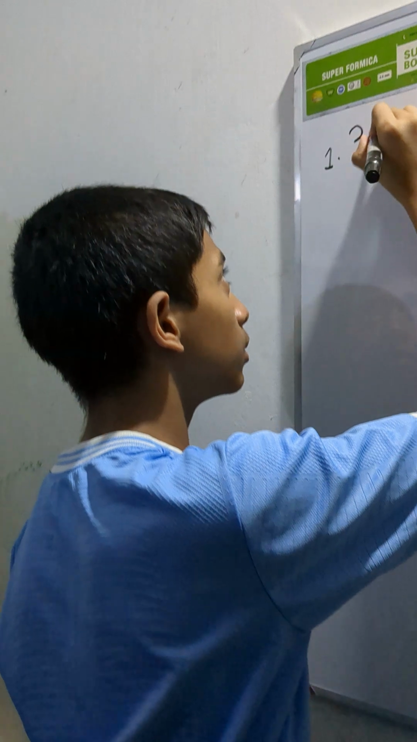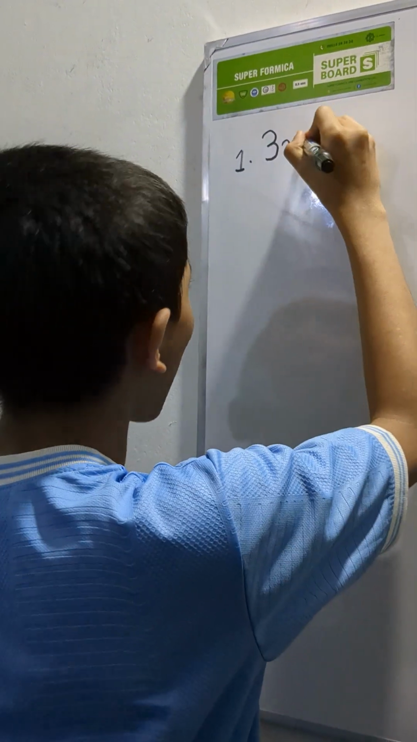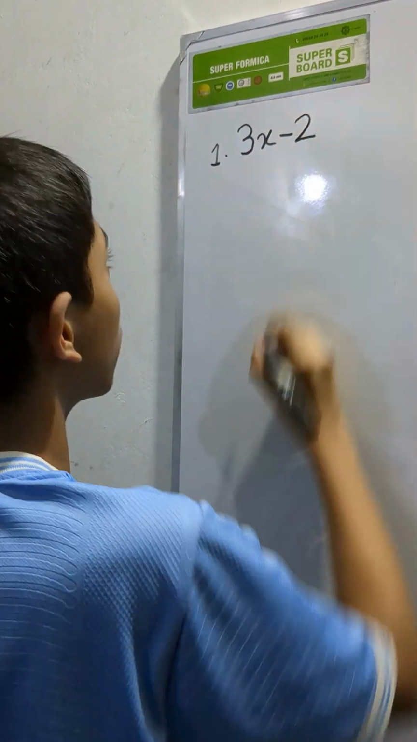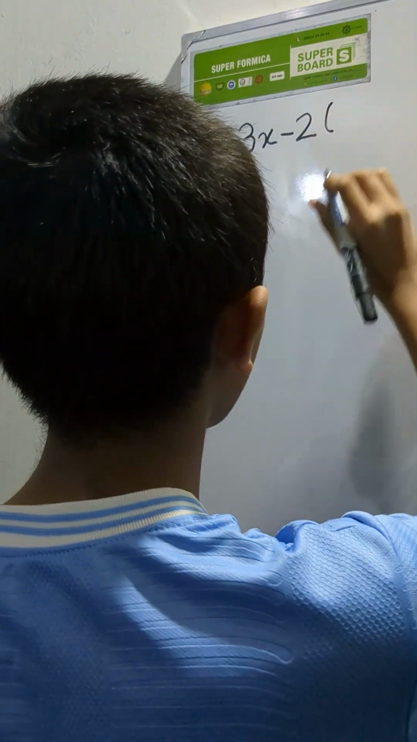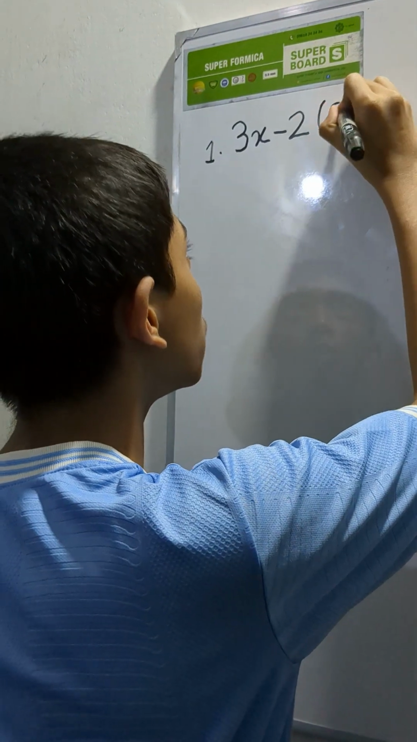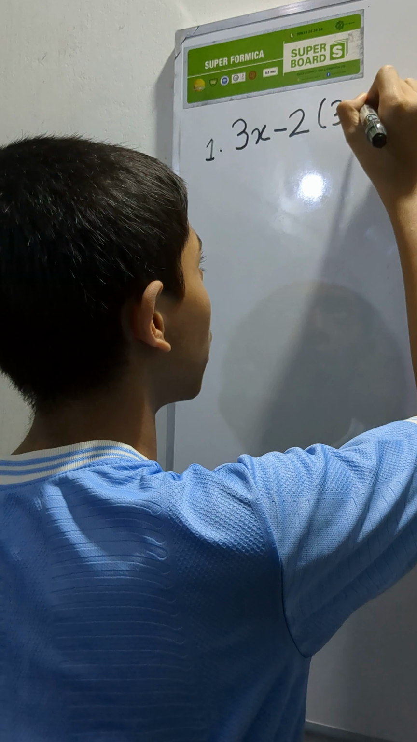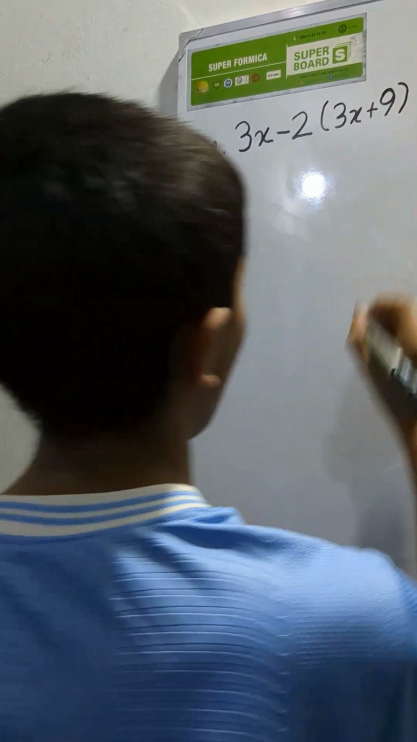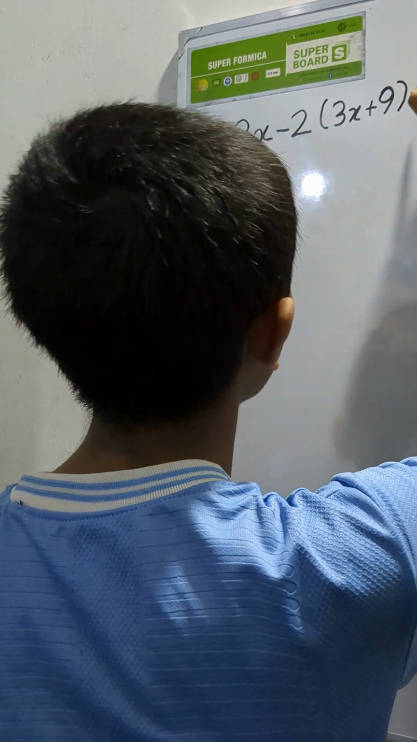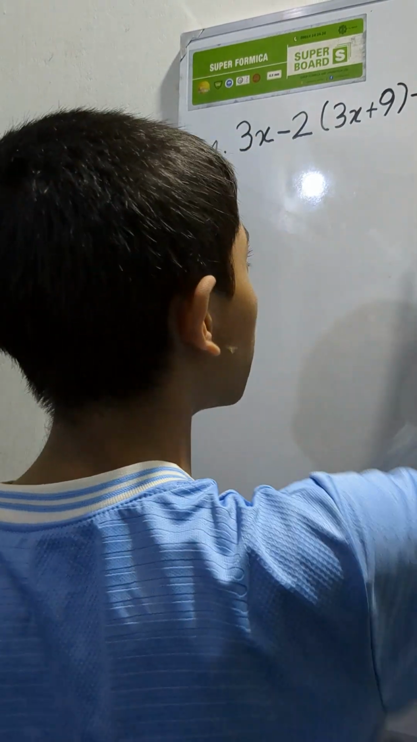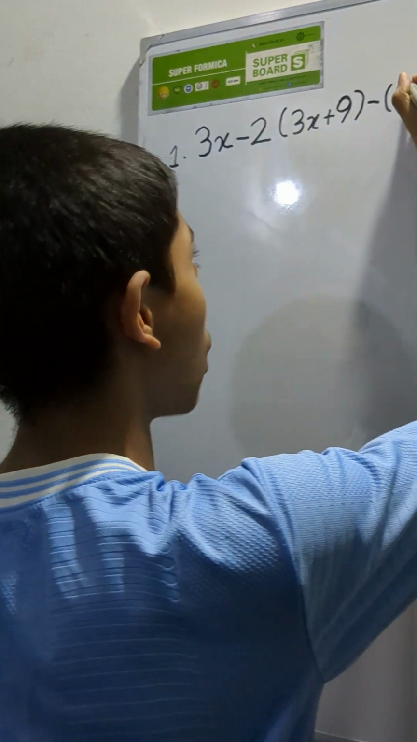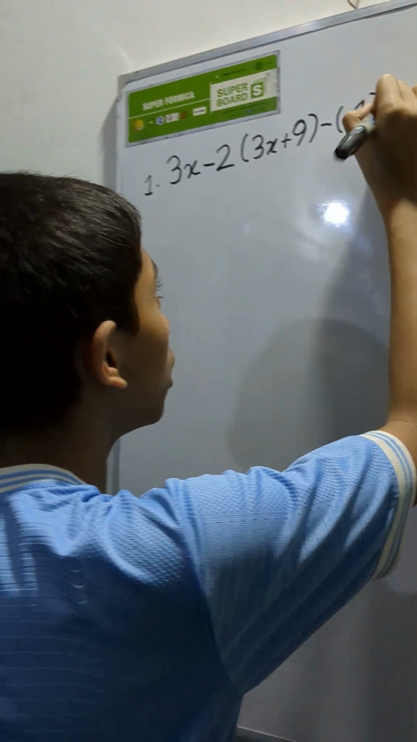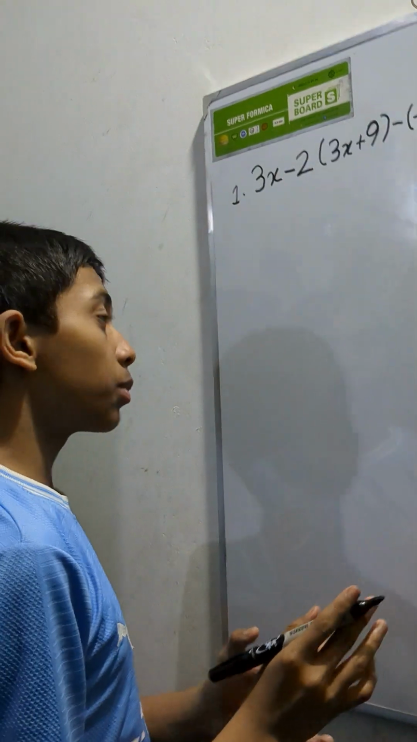3x minus 2. Then first bracket 3x plus 9. And then a minus sign, then another bracket minus 1. So how can we do this math?